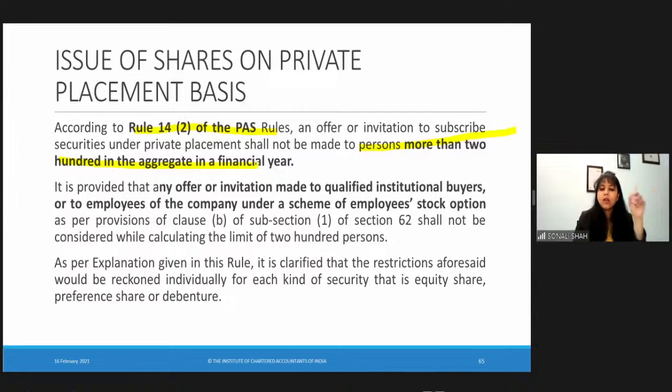It's not possible. Also, when you are calculating this limit of 200, QIBs, which are qualified institutional buyers, and the employees who are offered securities under ESOPs are excluded. QIBs plus ESOPs are excluded for this limit. So you can mention it in your notes if you want to summarize and keep it.